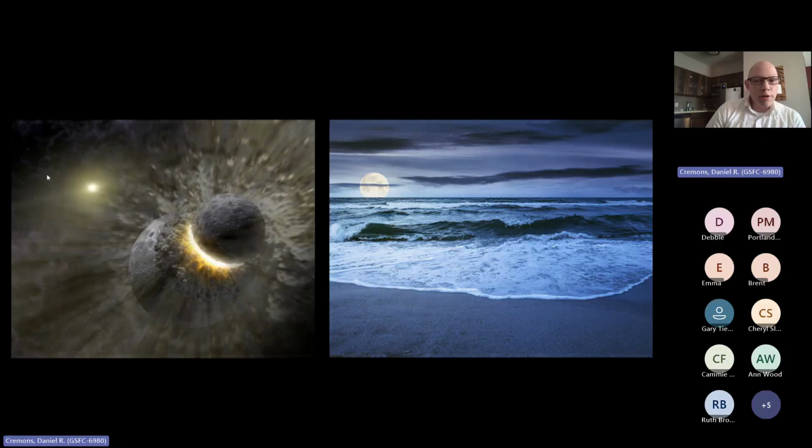Now, the current leading theory about the formation of the moon is that a Mars-sized planet named Theia collided with the primordial Earth roughly 100 million years after the formation of the solar system. So this was about 4.4 billion years ago. And the image on the left there is an artist's rendition of what this may have looked like.